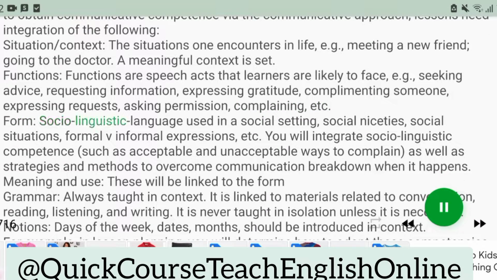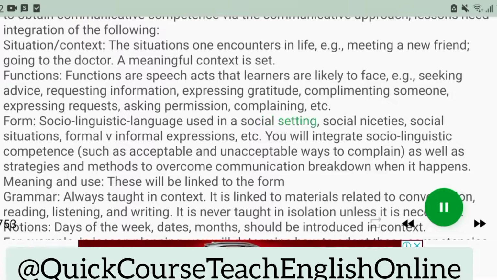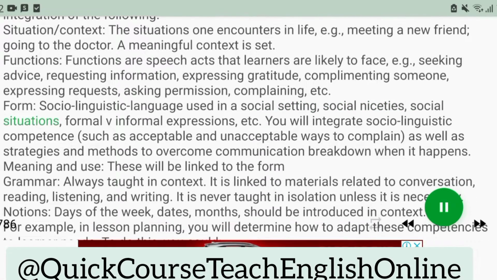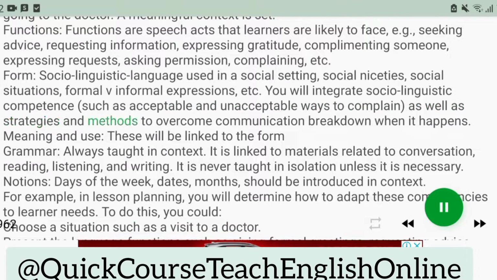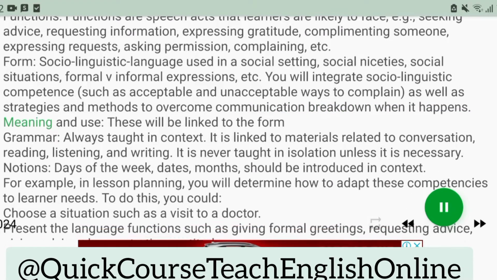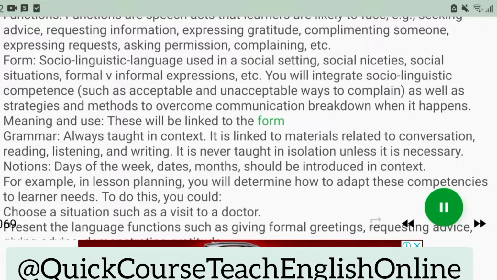Form. Socio-linguistic language used in a social setting, social niceties, social situations, formal versus informal expressions, etc. You will integrate socio-linguistic competence such as acceptable and unacceptable ways to complain, as well as strategies and methods to overcome communication breakdown when it happens. Meaning and use. These will be linked to the form.